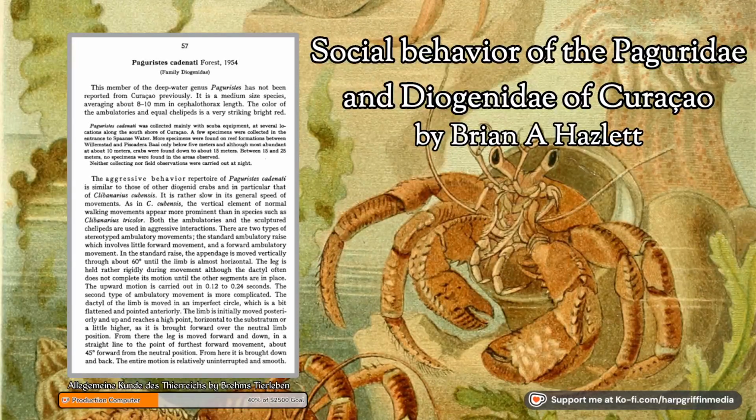Paguristes cadenati was collected mainly with scuba equipment at several locations along the south shore of Curaçao. A few specimens were collected in the entrance to Spaanse Water. More specimens were found on reef formations between Willemstad and Piscadera Bay, only below 5 meters, and although most abundant at about 10 meters, crabs were found down to about 15 meters. Between 15 and 25 meters, no specimens were found in the areas observed. Neither collecting nor field observations were carried out at night.